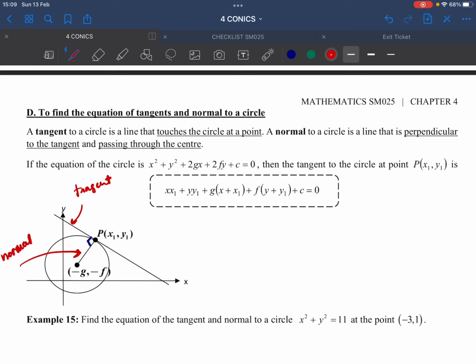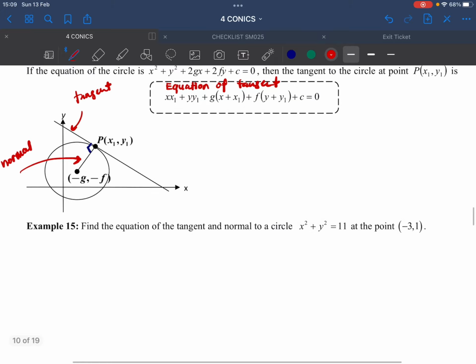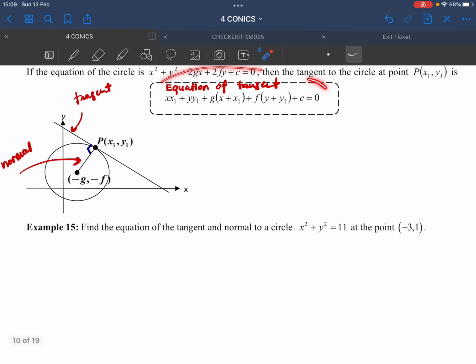Given here is the equation of tangent, which is not given in the exam, so you have to memorize. This is the equation of tangent. So how are we going to find the equation of normal? We are going to look at this formula later. I am going to teach you two methods. Let's see the first method first, which is we are not going to use this formula. We are going to use three steps.